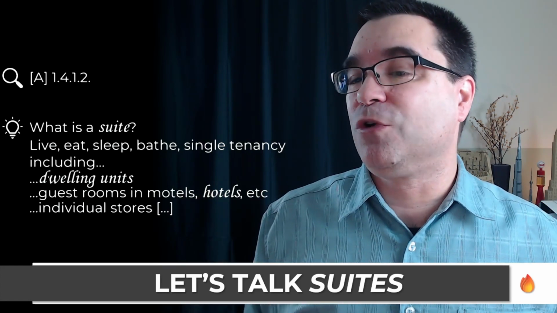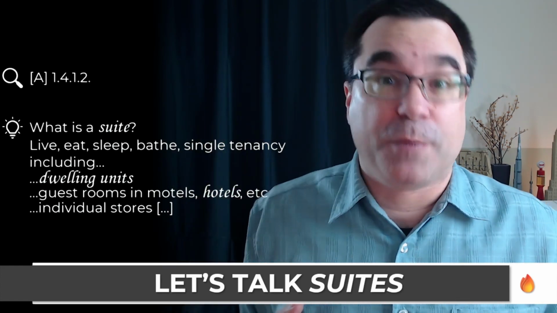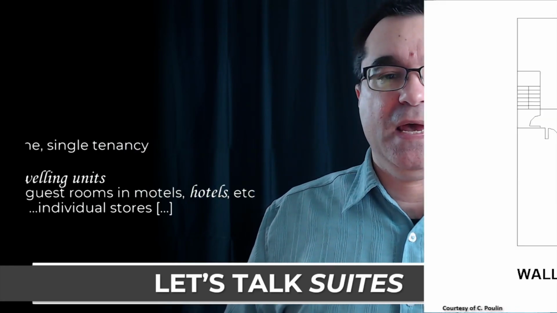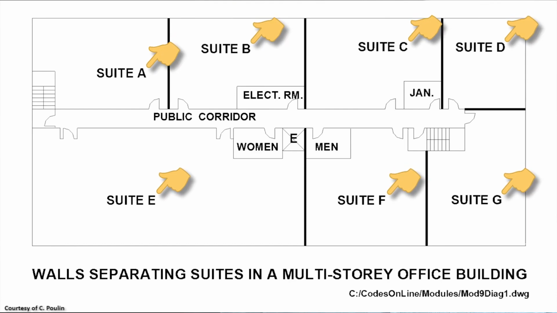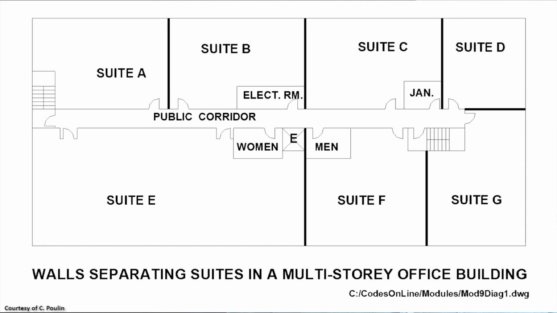Because sometimes you need more than one room, say like in an apartment type of thing. Okay? So an example that I have here is a general story in an office building. As you can see here, we have 7 suites, A through G, and here we have a public men's and women's washroom. Here we have an electrical room. Here we have an elevator. There is even a janitor room right here and 2 exit stairs.